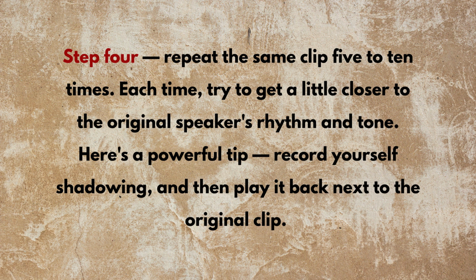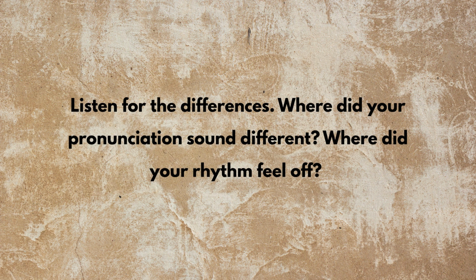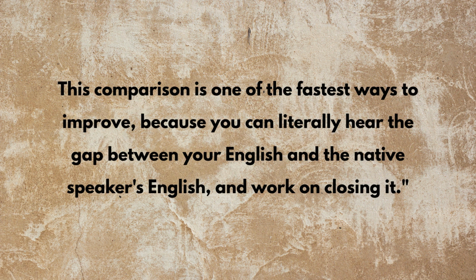Step 4. Repeat the same clip 5 to 10 times. Each time, try to get a little closer to the original speaker's rhythm and tone. Here's a powerful tip. Record yourself shadowing and then play it back next to the original clip. Listen for the differences. Where did your pronunciation sound different? Where did your rhythm feel off? This comparison is one of the fastest ways to improve, because you can literally hear the gap between your English and the native speaker's English, and work on closing it.